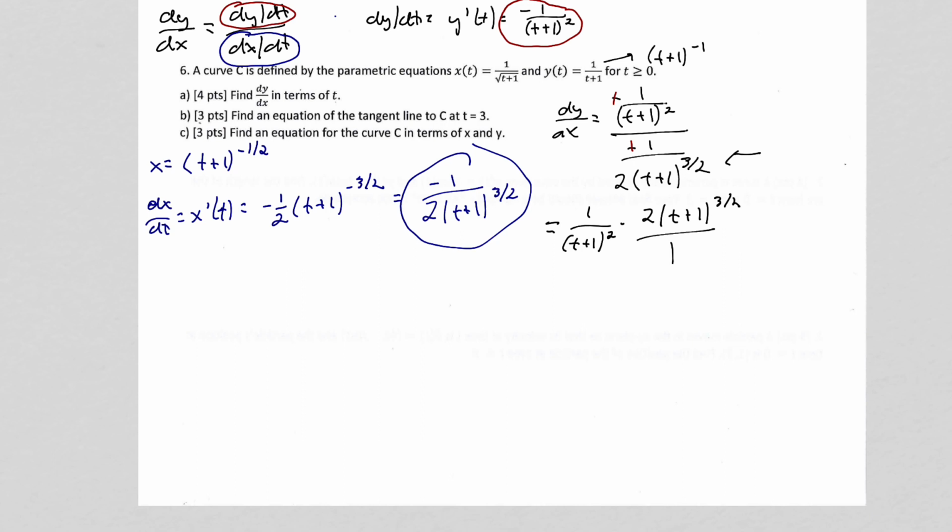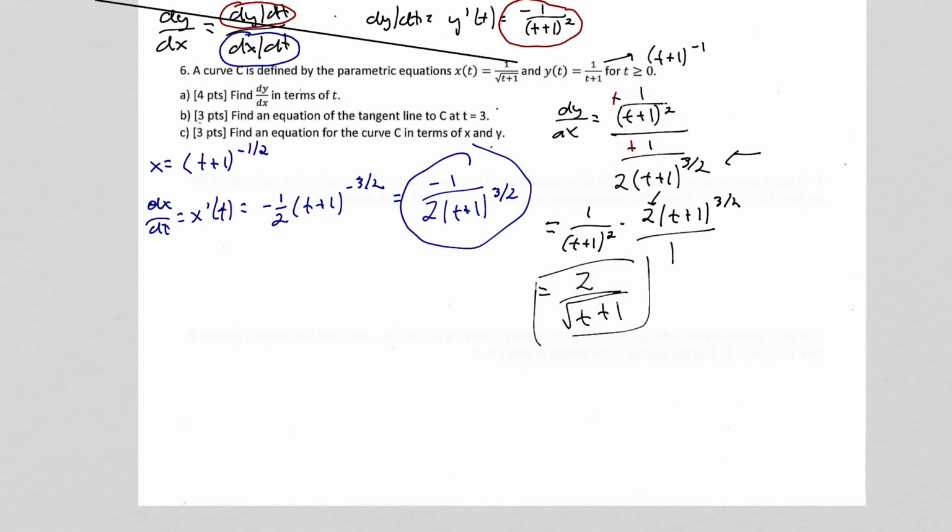So I get a 2 in the top. That's this 2. Over the half power is a square root. So I get square root of t plus 1. So that's dy dx in terms of t. If this was a multiple choice question, the answer would be written in this form, it wouldn't be written in this super messy, crazy form. So you should be able to get to these.